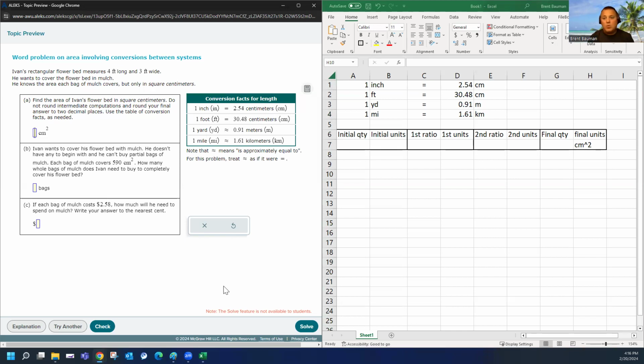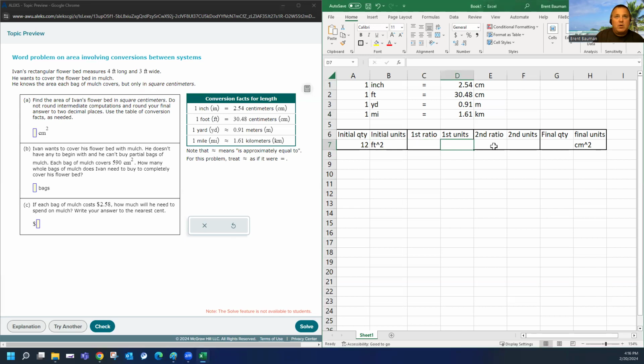Okay, so what we know is the initial length is in feet, and we had 4 feet times 3 feet. So my initial quantity for the area is 4 times 3. Okay, because remember the area is length times width. And then my units would be feet times feet, or feet squared. Okay, so the area is originally 12 feet squared. Remember, if you need to pause and get your Excel set up, go ahead and do that. I just sort of jumped into it on you.